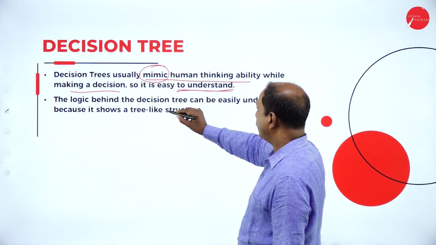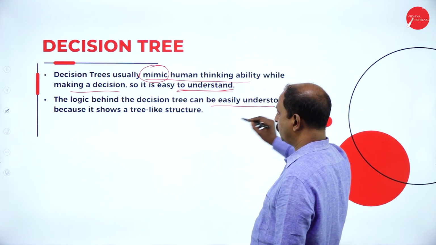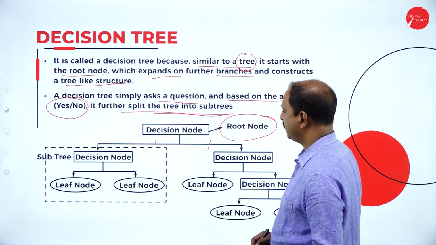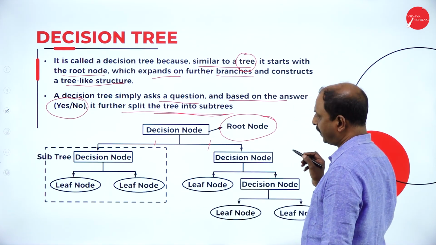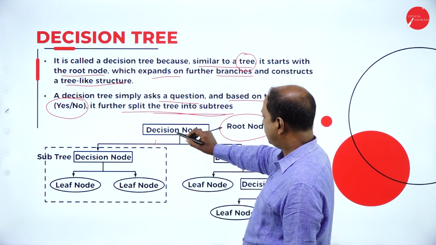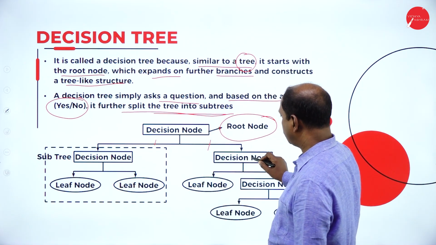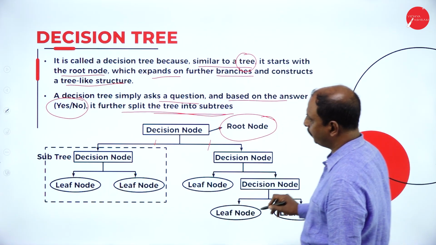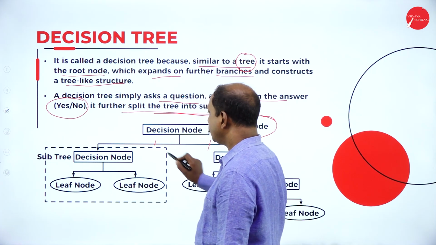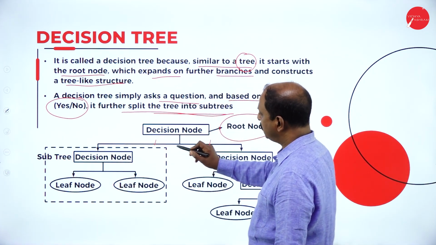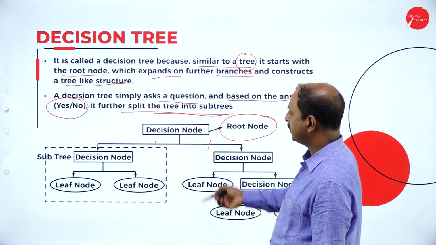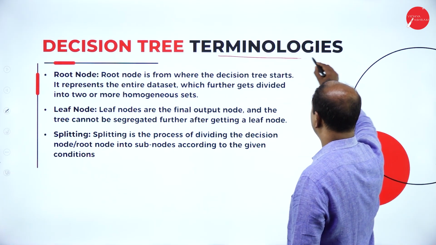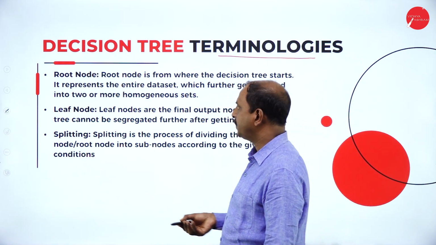Now, the logic behind the decision tree can be easily understood because it shows a tree-like structure. Another advantage is that by looking at the schematic diagram, we can make out this is the root, these are the decision nodes or a leaf node and another leaf node, or we can have one more subtree. So this itself is called a subtree. So it is easy to understand the logic behind the algorithm. In the next slide, we will see some terminologies we normally use in decision tree.